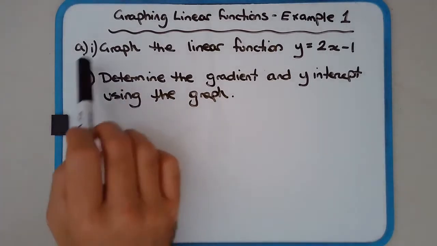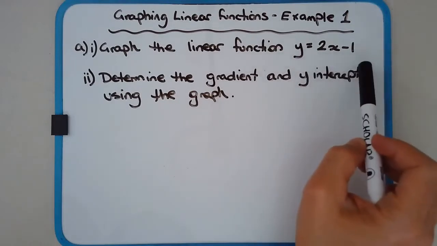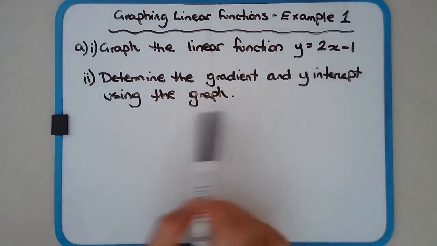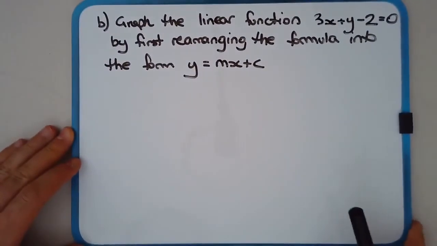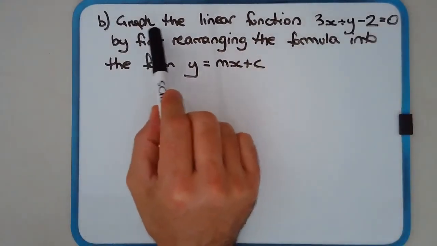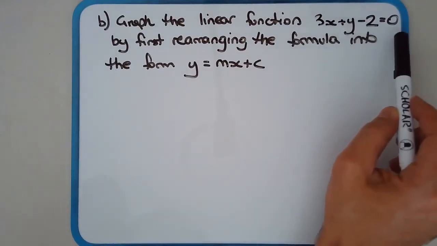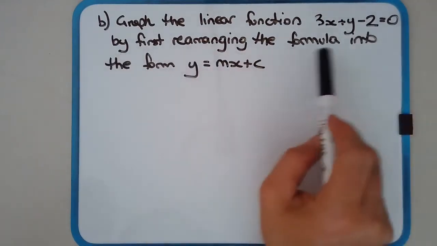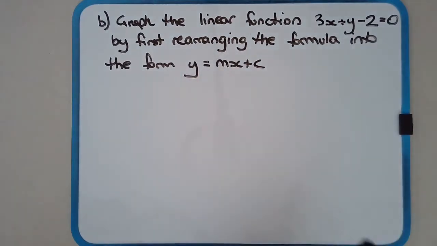Okay, so example 1, part A, is to graph the linear function y equals 2x minus 1. And then from the graph, determine the gradient and the y-intercept. And part B is another linear function, but in a different form. This one is graph the linear function 3x plus y minus 2 equals 0 by first rearranging the formula into the form y equals mx plus c.